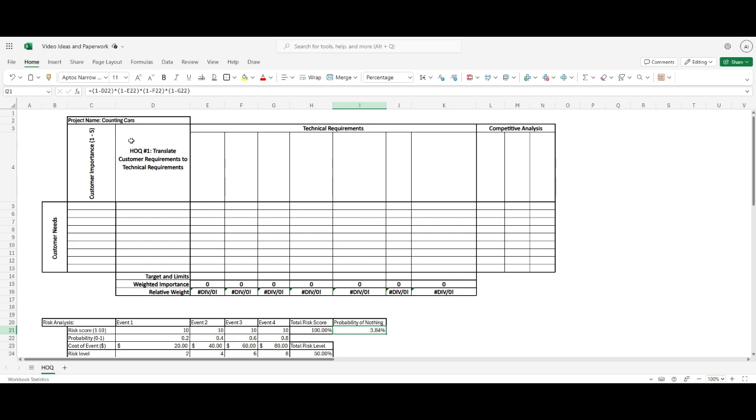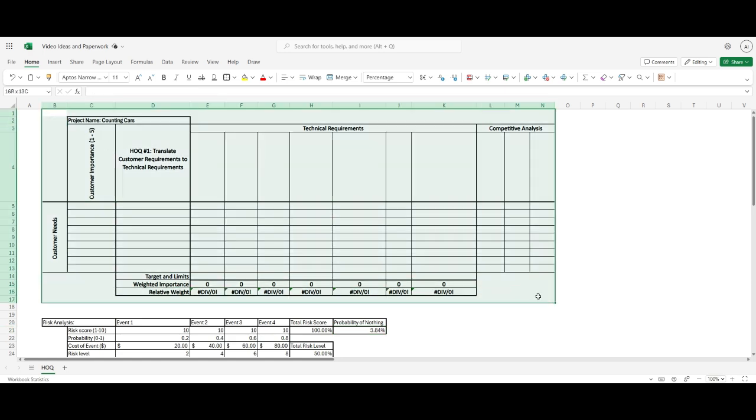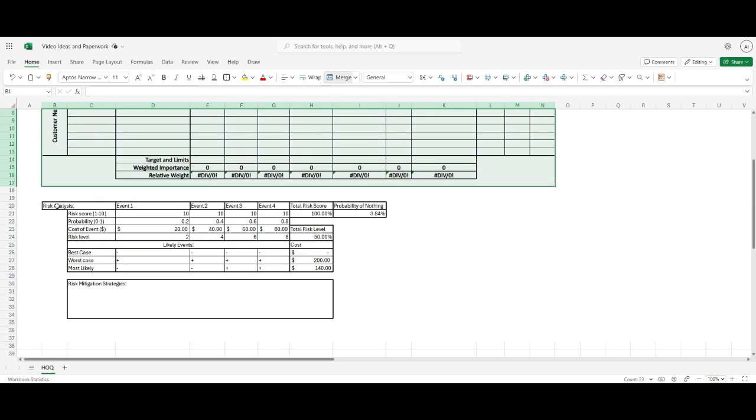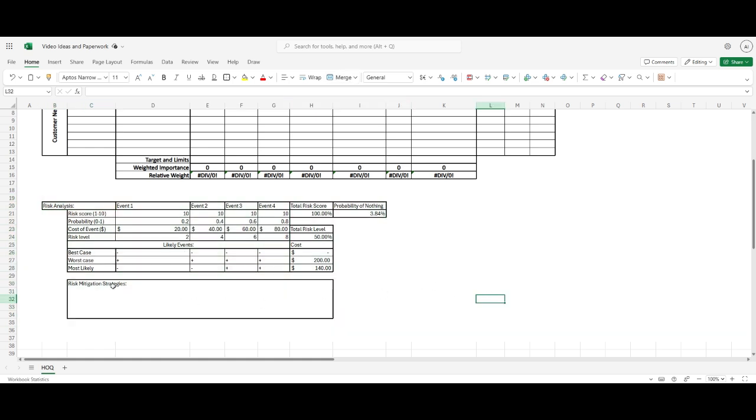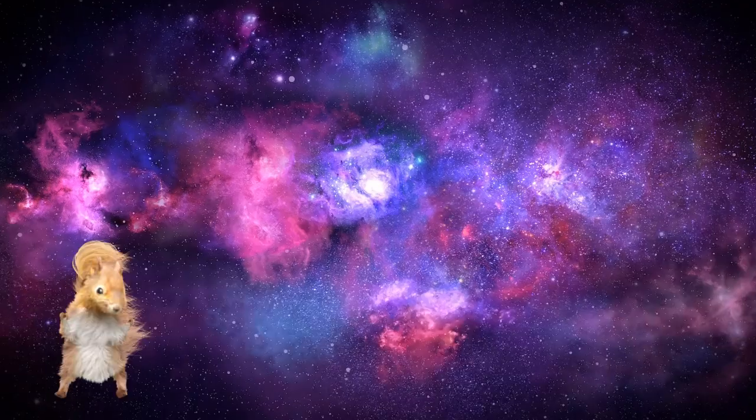So the next time I do a project, I'm going to be implementing the HOQ to design the project, and then I'm also going to be doing a risk analysis to make sure that nothing will go wrong in that project, or if there are things that are going to go wrong in that project, I will have ways to mitigate those responses.